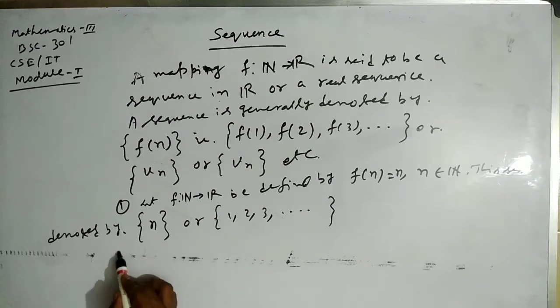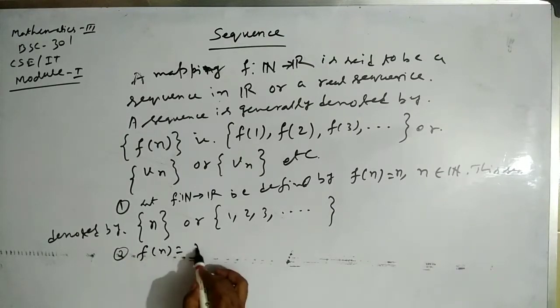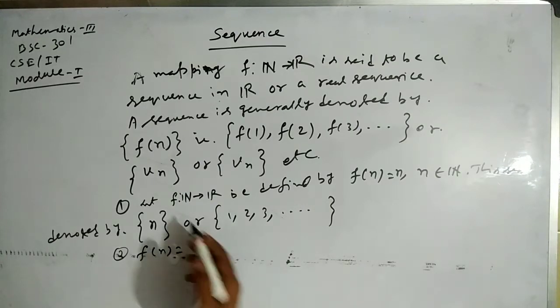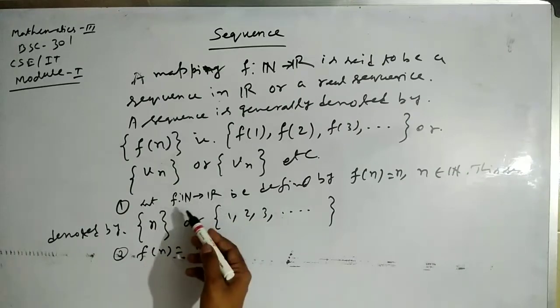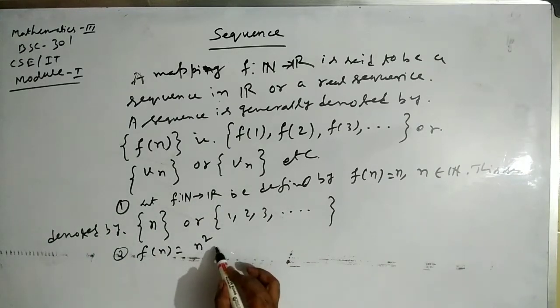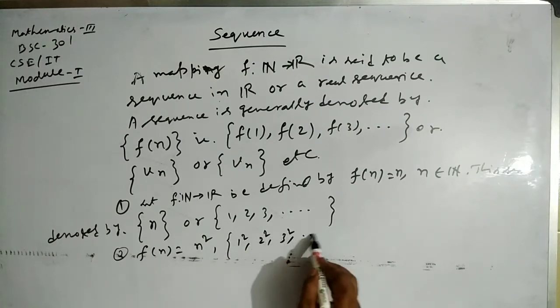Okay, so next example, fn equal to n square. I am not writing that the function is from natural number to real number, I have already told you. This is the definition of a sequence. I am just writing the definition of the function, and this sequence will be like 1 square, 2 square, 3 square, dot dot dot.